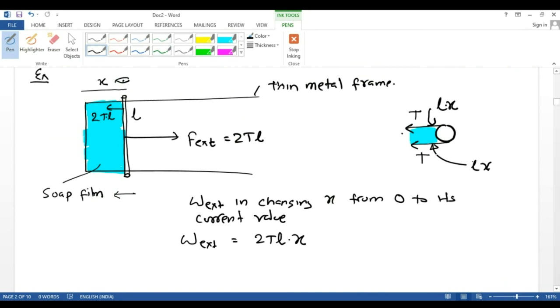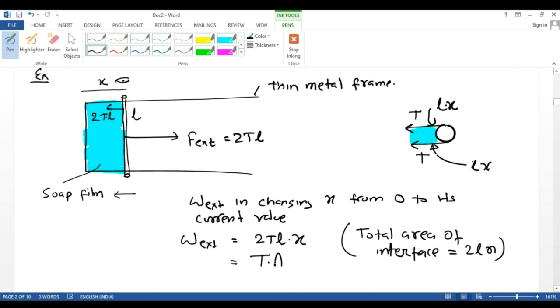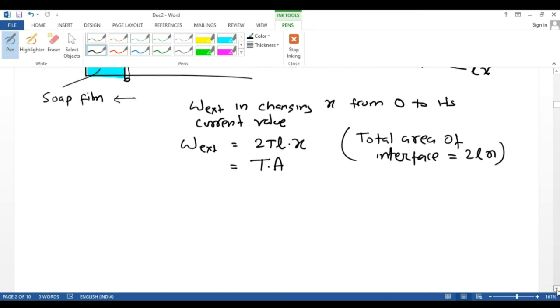So the total area of the interface is not Lx. Total area of the interface is basically 2Lx. So if I write what is total area of interface, it will be equal to 2Lx. So if I use it, you have W external is equal to 2Lx into T, that is T into A. So what we are seeing here is that surface tension into area of the interface gives you the work done by external agent, which is equal to increase, because the kinetic energy is not increasing, right? There is no heat involved here. So some form of potential energy must increase, and we call it surface energy.